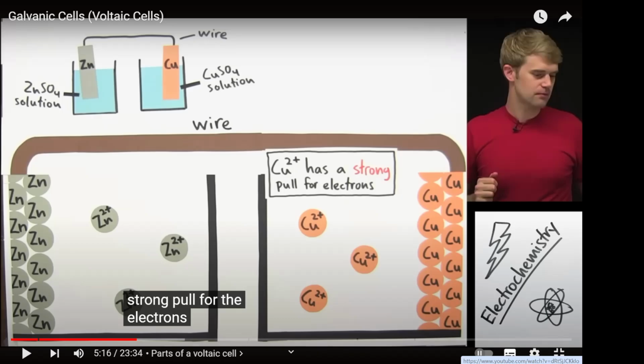So what kind of agent would it be good at being if it has a good pull on electrons? Chat with your neighbor about that. If Cu2+ has a strong pull for electrons, does that mean it's a good oxidizing agent or does that mean it's a good reducing agent?